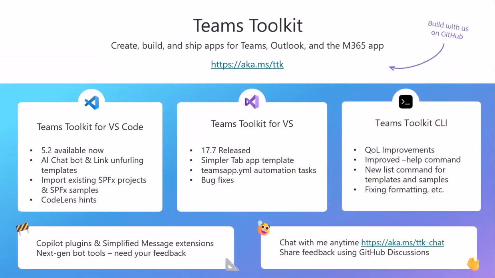Let's move into Teams Toolkit. John is out today, so I'll cover this. Version 5.2 of Teams Toolkit for VS Code is out. It's got some new samples and templates, as well as an AI chatbot and link unfurling template. The biggest note to take away here is that the Copilot plugins and simplified message extensions need your feedback. So if you're building bots, definitely go reach out to John.